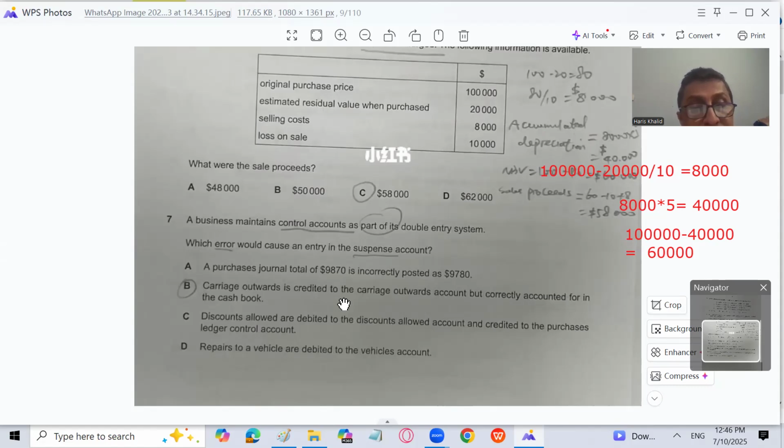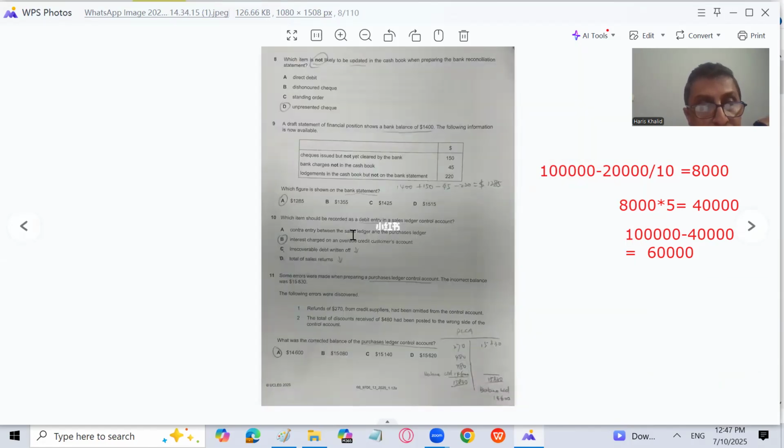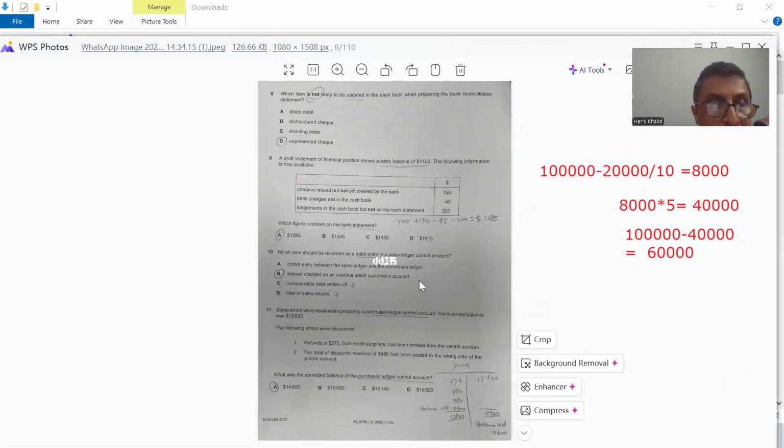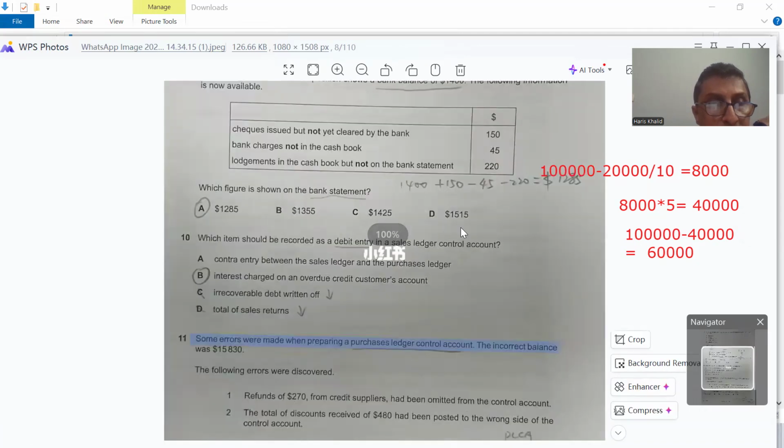But here he makes you understand that 9780 is posted to both the purchases account and the purchase ledger account. This is an assumption which he is taking actually. So this is how we are getting the answer B. Okay. Just wanted to clear that particular thing for you.